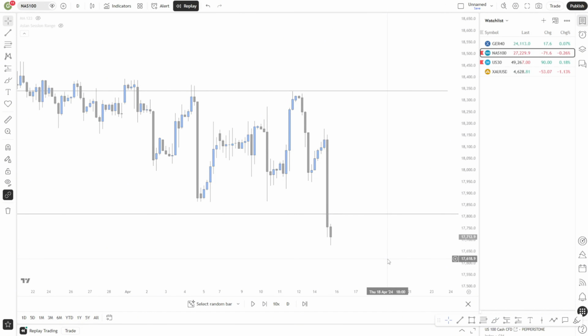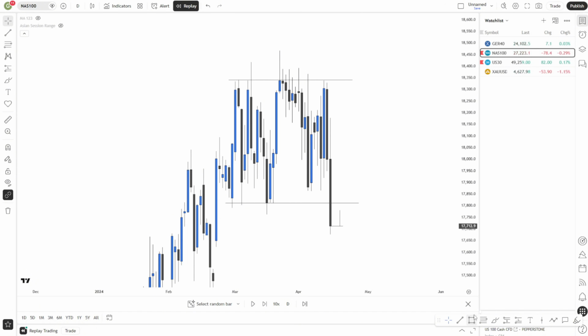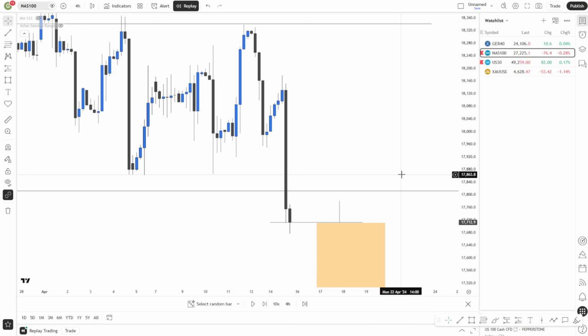Okay, so let's go back to daily. Let's see where the next daily open is going to be. Okay, so the daily open is at this point. So I'll be expecting a wick to the top and then a bearish body like this. So now let's go back to 4H to find our closest continuation level where we're going to look for our entry model.